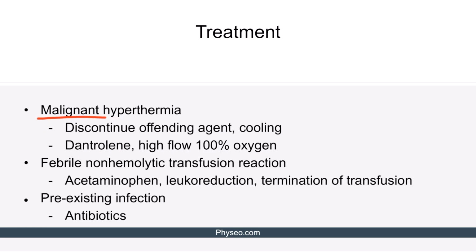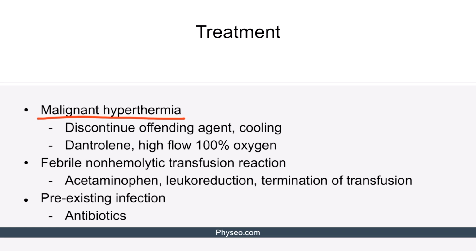Now let's discuss the treatment. So to treat malignant hyperthermia, you discontinue the offending agent first. So that's fairly intuitive. You want to make sure that succinylcholine is no longer in the system. You want to stop giving it to them. After you've done that, you want to start cooling. You want to give them dantrolene, and then you want to give them 100% high-flow oxygen.